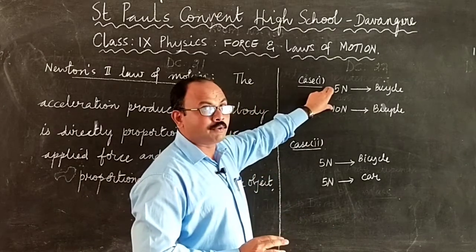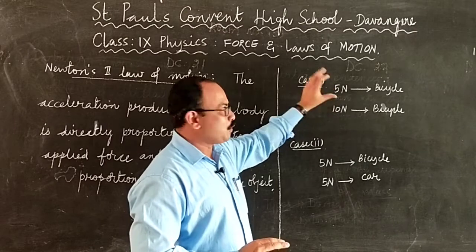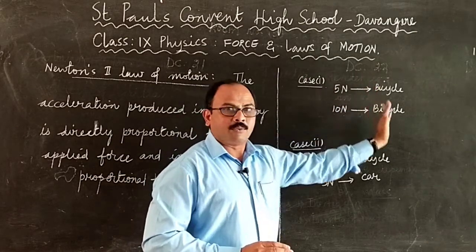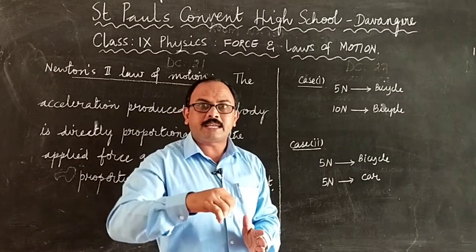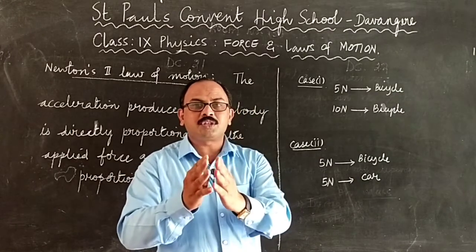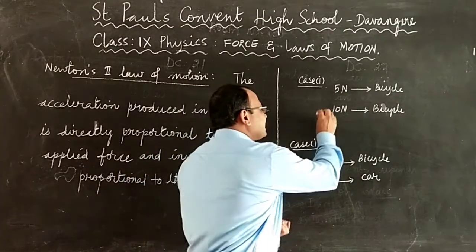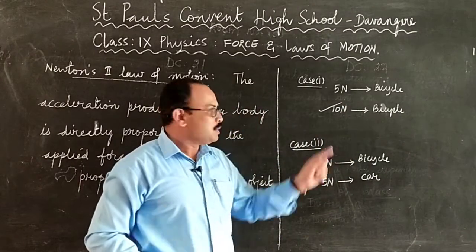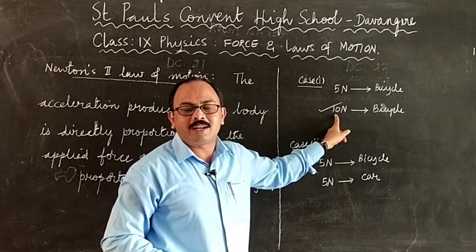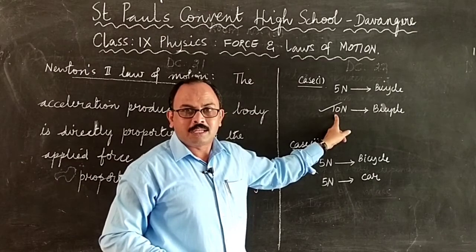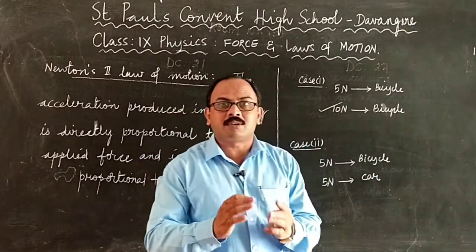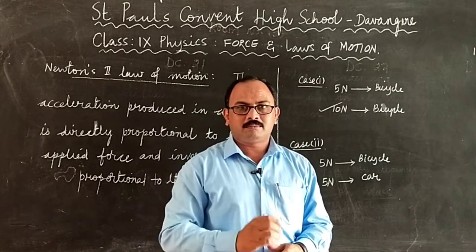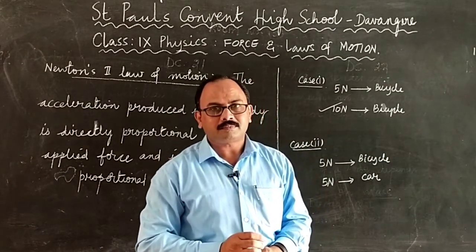Force is less, force is more. When force is applied on an object, velocity changes and acceleration is produced. In which case is more acceleration produced? Obviously in the second case, because more force is applied on the object. If force is more, the acceleration produced in the vehicle becomes more. This is very clear, children.